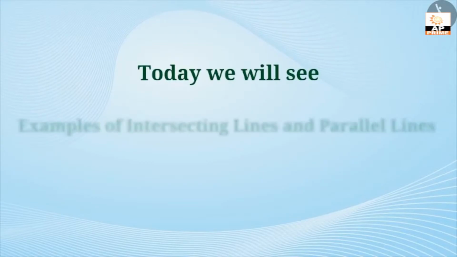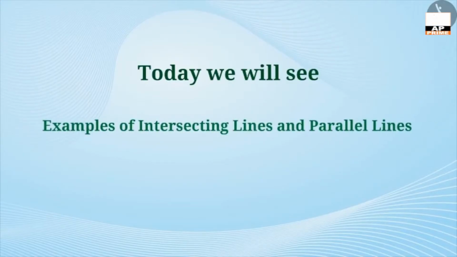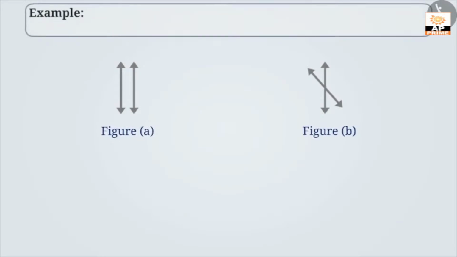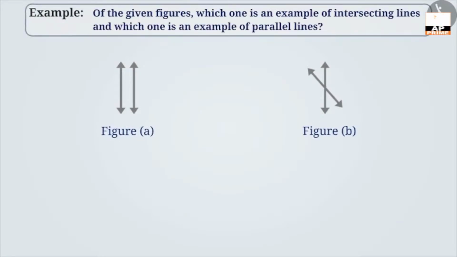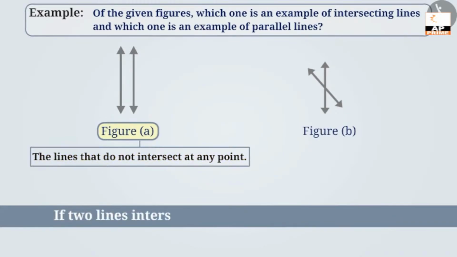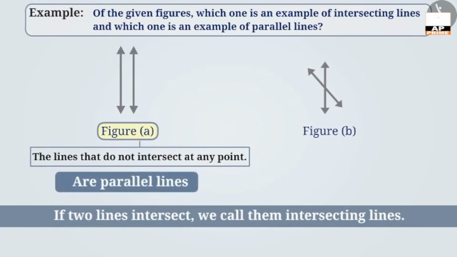Today we will see examples of intersecting lines and parallel lines. Of the given figures, which one is an example of intersecting lines and which one is an example of parallel lines? The two lines in figure A do not intersect at any point. Even if we extend those lines, they will not intersect at any point. Lines that do not intersect are called parallel lines. Therefore, the lines of figure A are parallel lines.